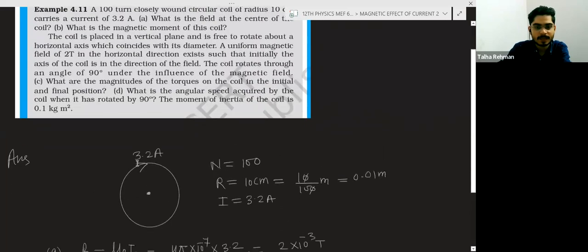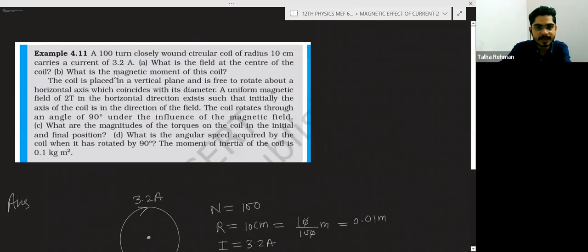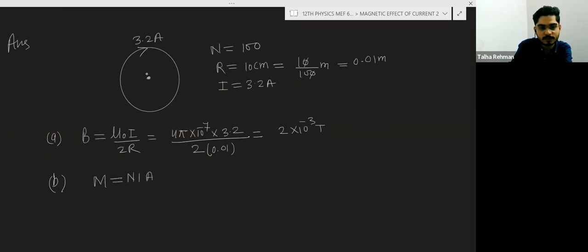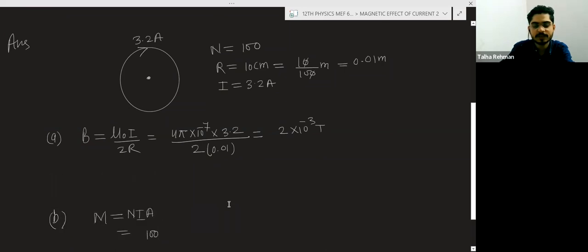For the direction, you will apply the right hand rule according to the direction of the current given in the coil. But the direction of the current is not given here. Second part, they are asking what is the magnetic moment of the coil. Magnetic moment, capital M. Simple. Magnetic moment is equal to N I into area of the coil. Capital N is 100. And one thing more you have to write here. I have not written here.